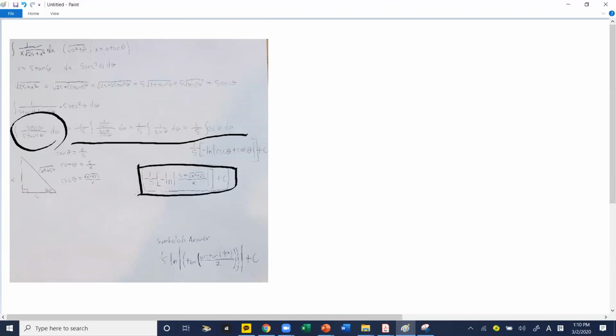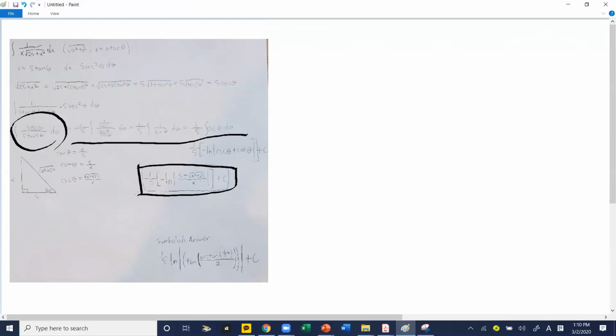So that's what I got, but when I tried to check my answer with Symbolab, which is kind of like Wolfram Alpha, it gave me a different answer, and that answer is the one at the bottom of the page. Okay, anyway, you just try to first simplify this secant theta over 5 tangent theta.